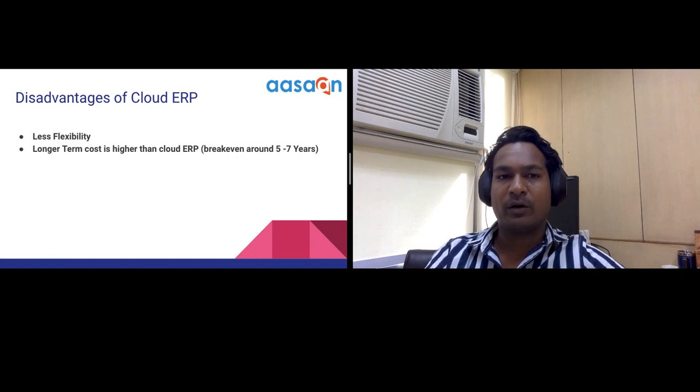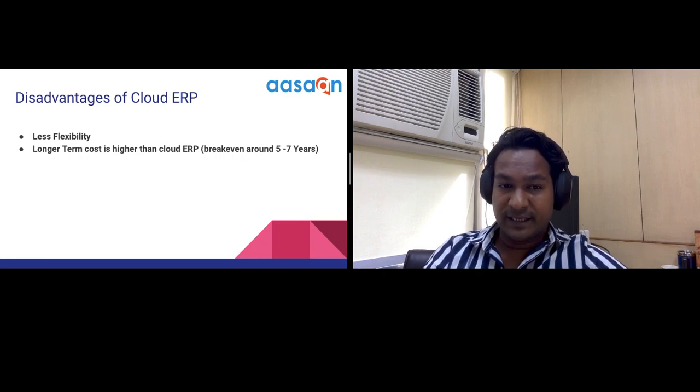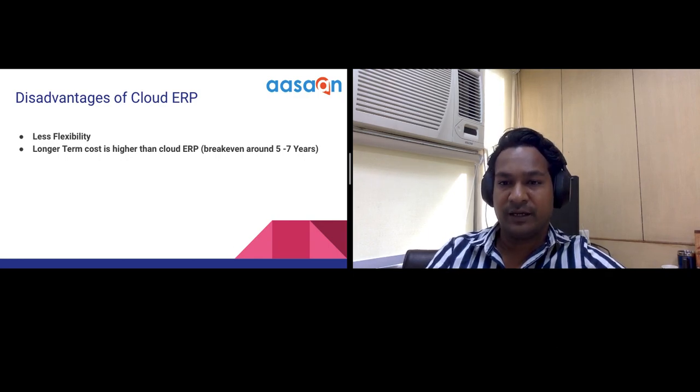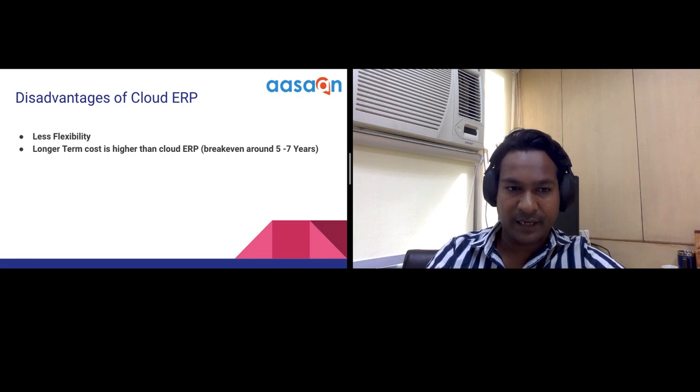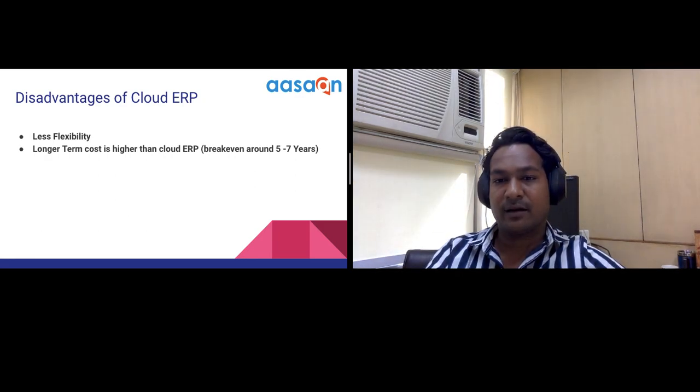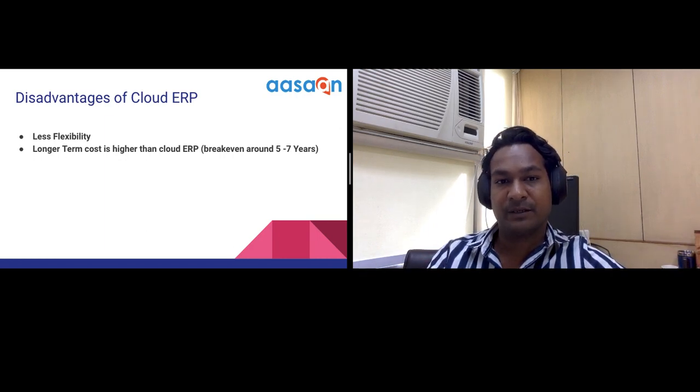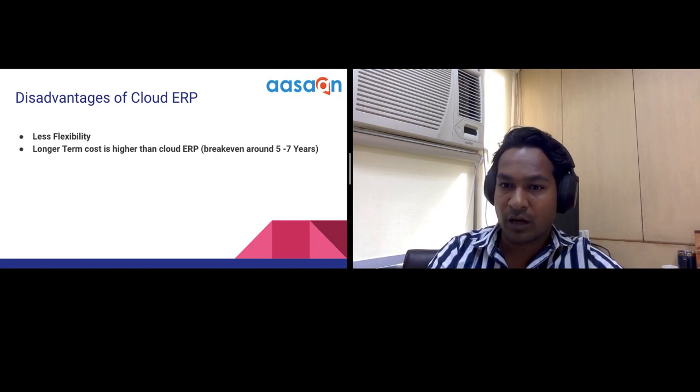If we go further, let's talk about the disadvantages of Cloud ERP. First thing is that cloud ERP is less flexible. If you talk about ERPs like NetSuite, Salesforce, it's more on the CRM side. They are native cloud ERPs, because they are created on cloud, run on cloud, everything on cloud. They started on cloud itself. So they are very good in terms of cloud ERP as compared to other ERPs like SAP, Microsoft, Oracle, which are not natively cloud ERP.